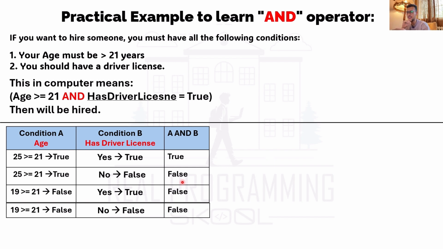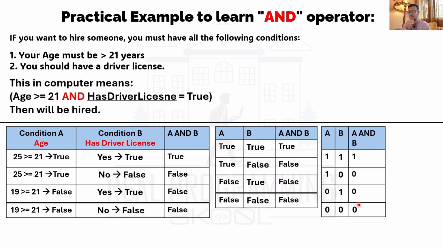And the third case: 19 greater than 21, it's false, but has driving license, so it will give me false. And the last case: 19 greater or equal to 21, it's false, doesn't have driving license, also false. So false and false gives me false. So as we said, any false in AND operators, the result is false. That is the AND operator. And now let us jump to see OR operators.